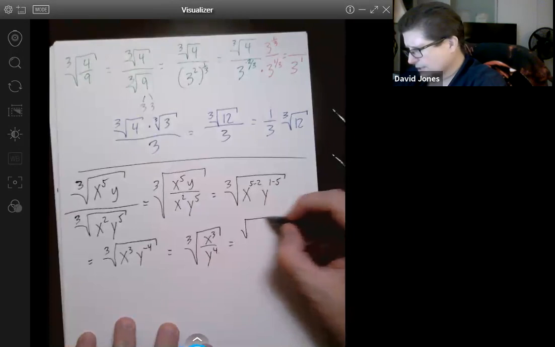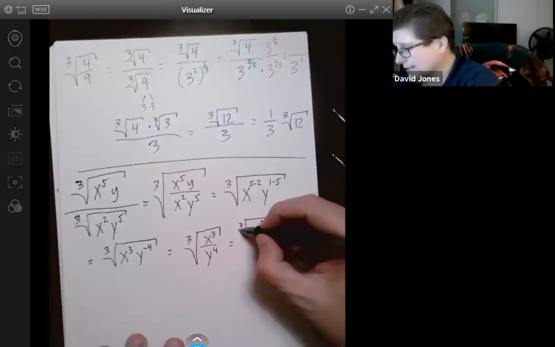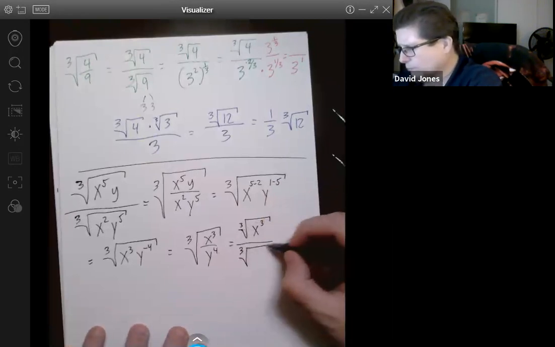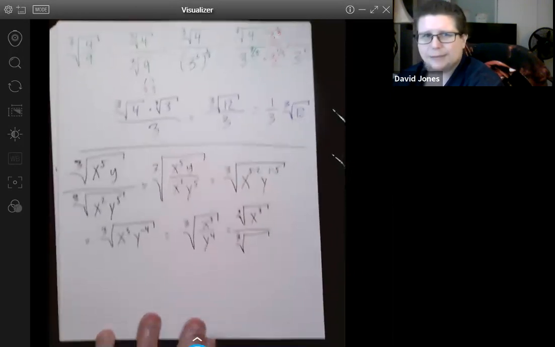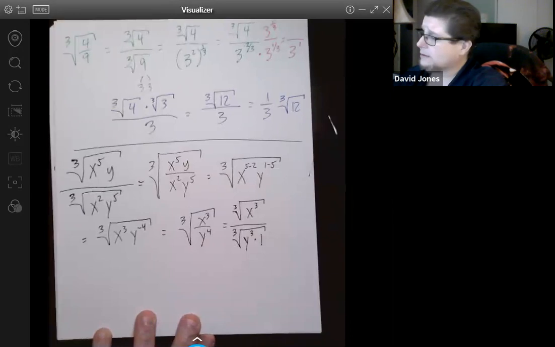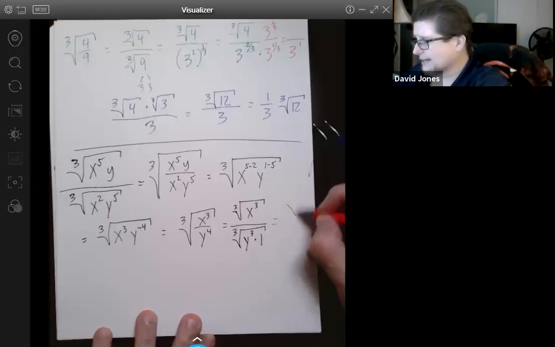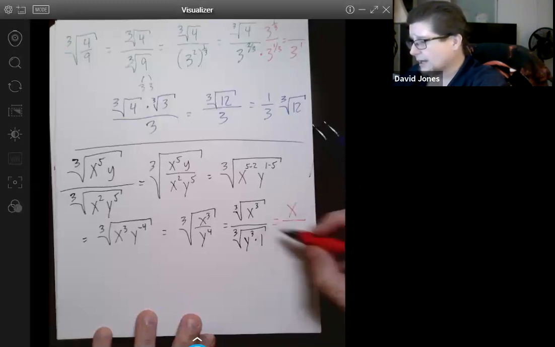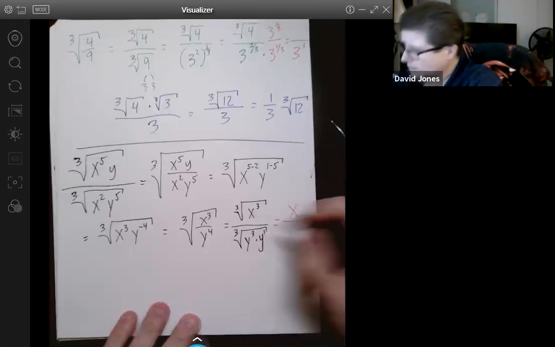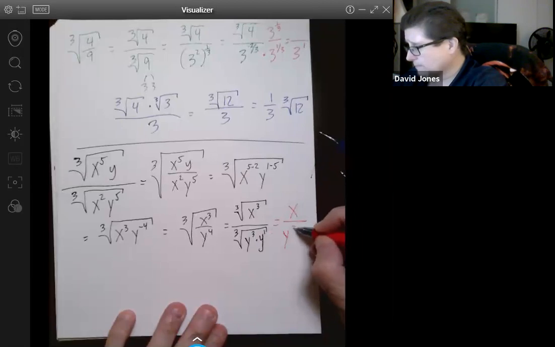And I can now separate that back up, x cubed like that, with cube root on the outside, over cube root of y to the 4th, and I'm going to break that up into index size bites, y cubed times y, so that the index cancels the exponent. I get x out over here, and I get, oops, that should be a y right there. I get y cube root of y on bottom.